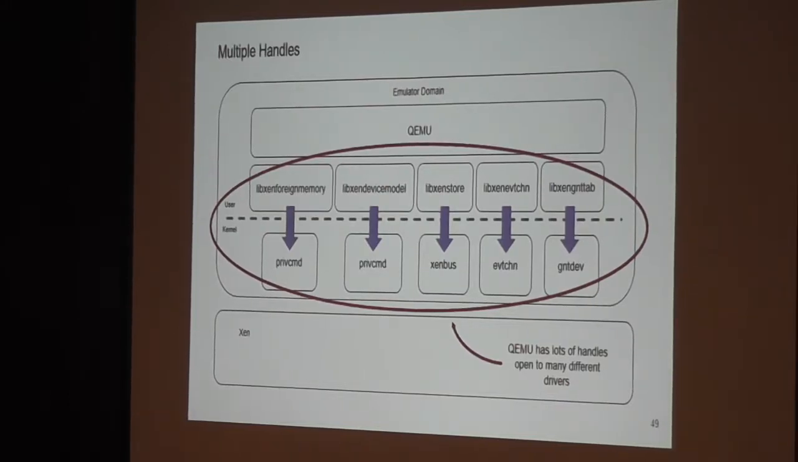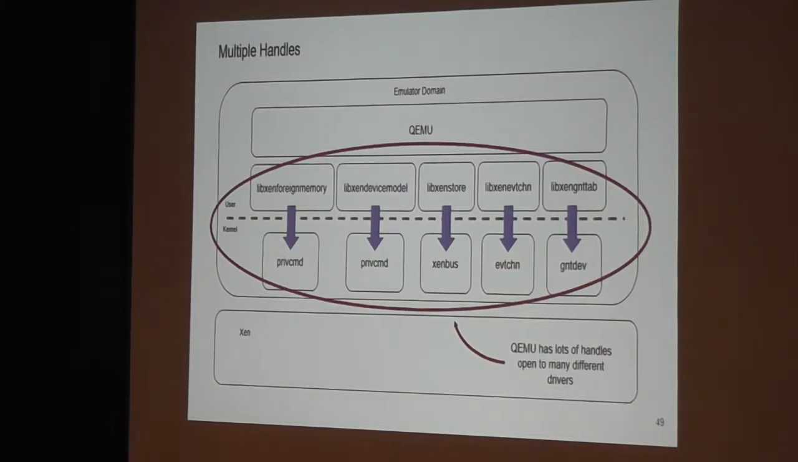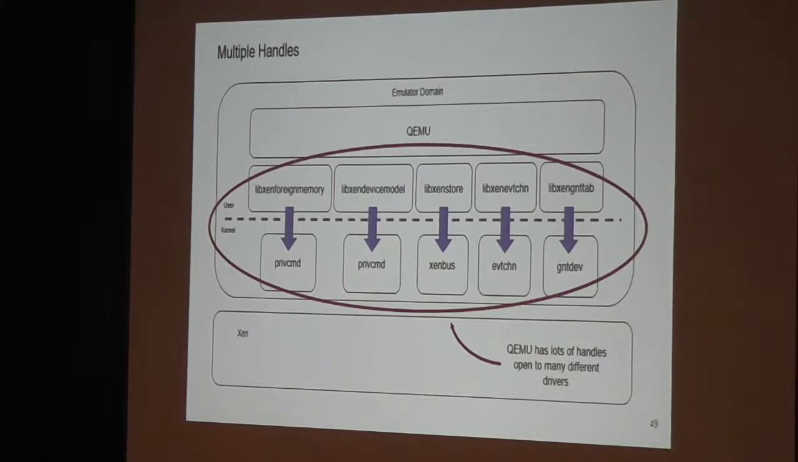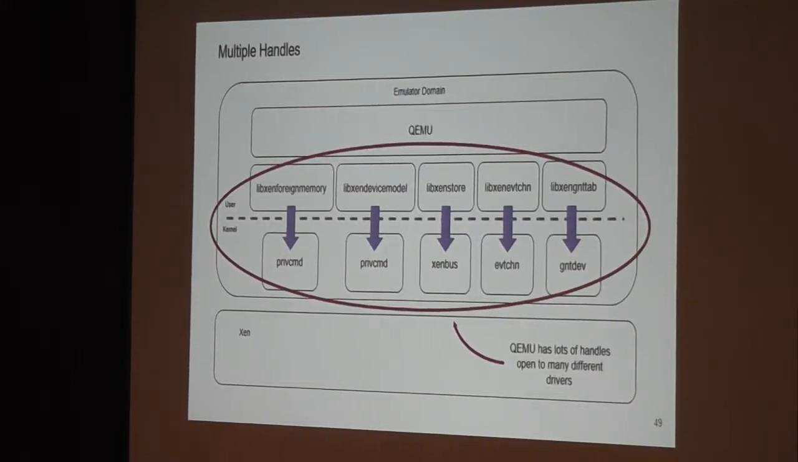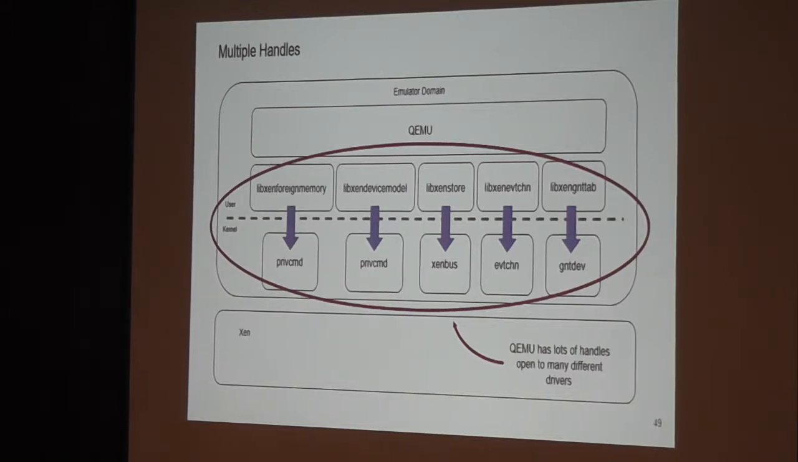But there's a slight problem with restricting memory handles in QEMU, and that's that there's a lot of them. When QEMU opens these APIs, you can see there's foreign memory, device model, store, event channel, printer. All these things are separate handles. Some of them, like the two on the left, go to privcmd. Some have their own dedicated drivers, like xenbus, event channel, and evtchn. But QEMU has a lot of handles, and how do we go about restricting them all? It would be a lot of code change to do that on an ad hoc basis.